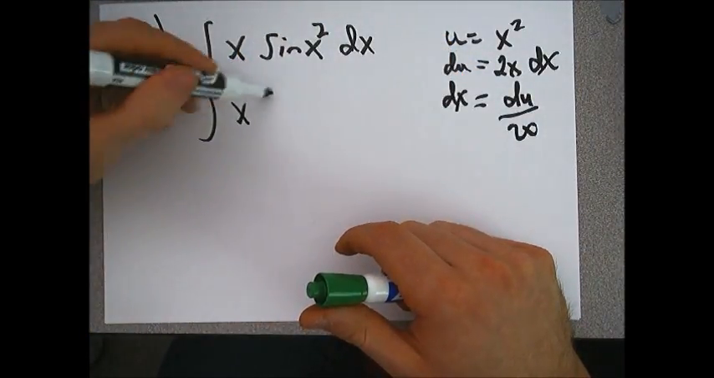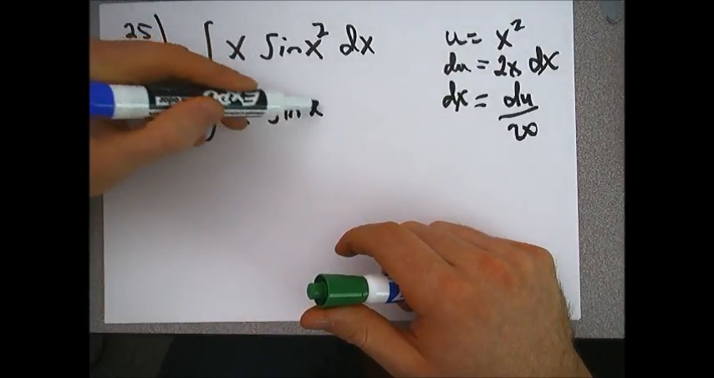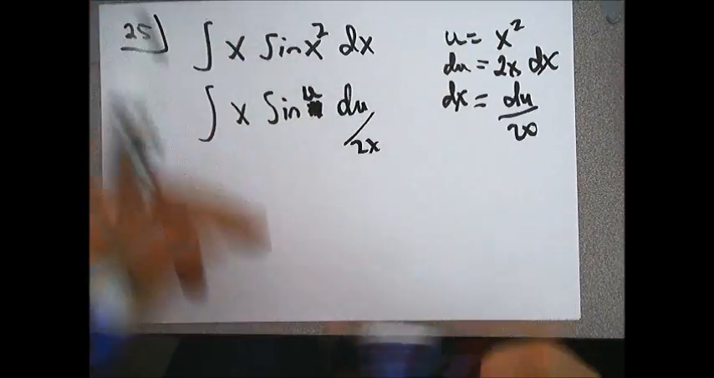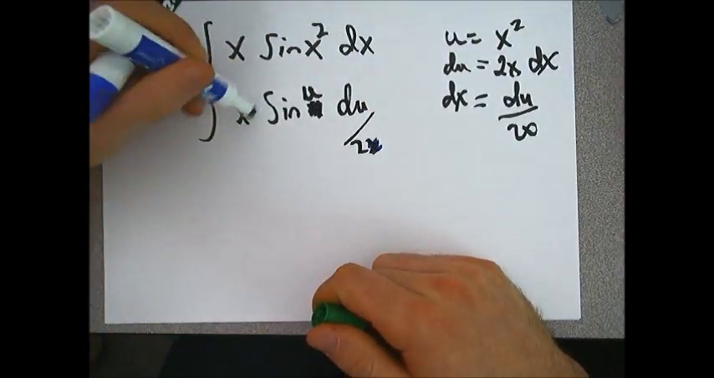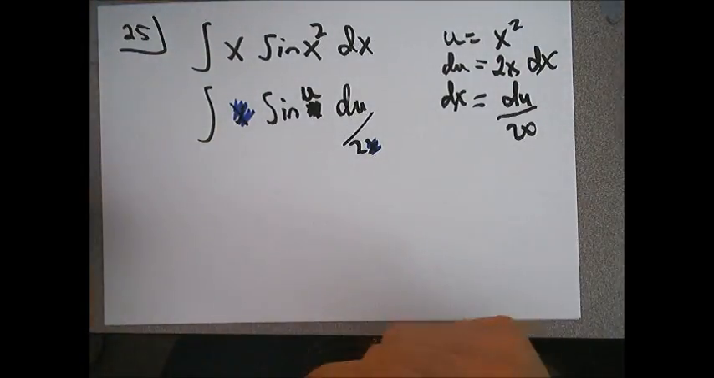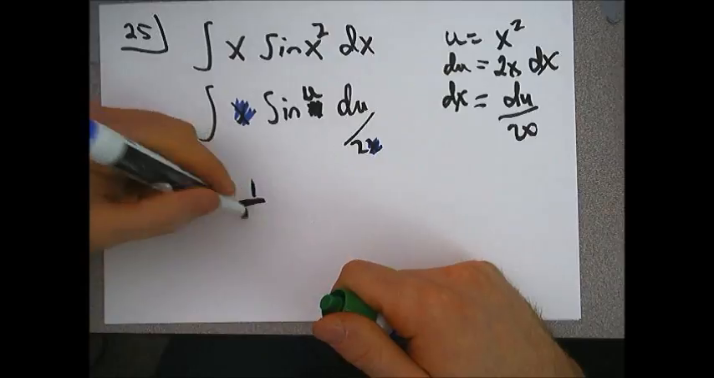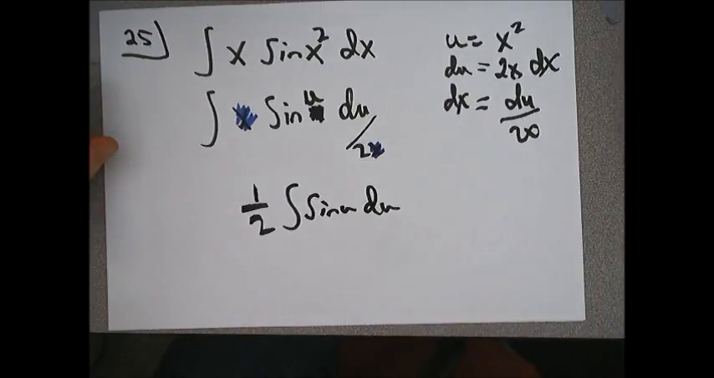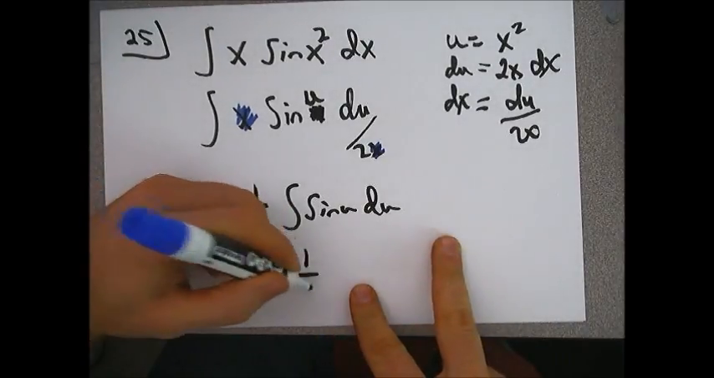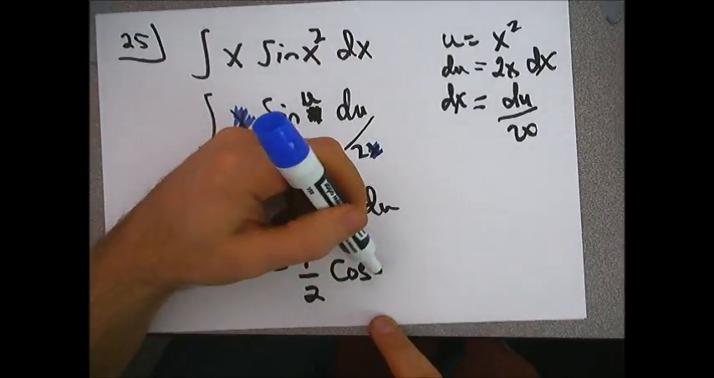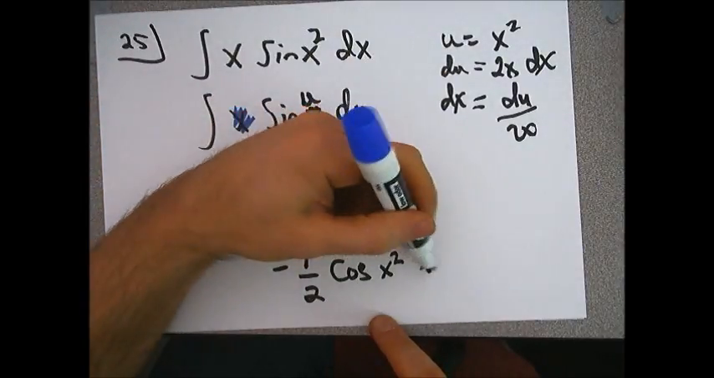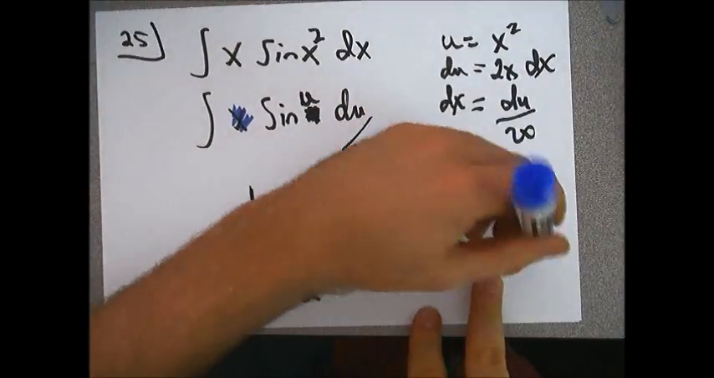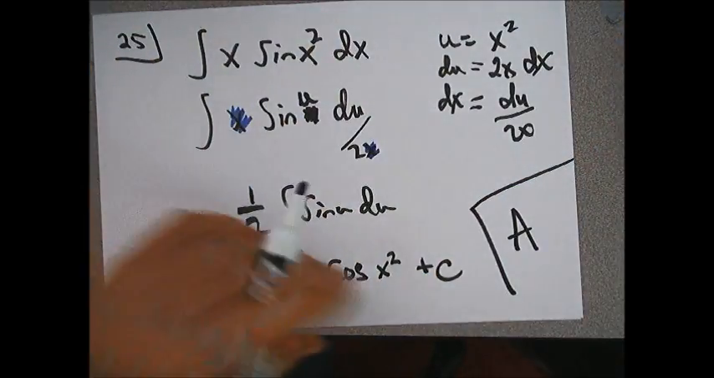Coming back up, I have x sine x squared, but we're going to let this be what now? U, and then dx is du over 2x. You know you're in good shape because the x's are going to cancel. And then I have a 2 on the bottom. 2 on the bottom tells me to pull out what? 1/2. Good. Leaves me 1/2 sine of u du. We integrate. Sine goes to negative cosine. So this is negative 1/2 cosine u, but u is x squared, plus c. Gives me choice A. Good? Yep.